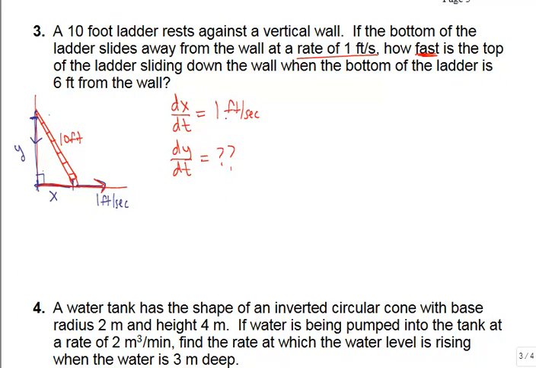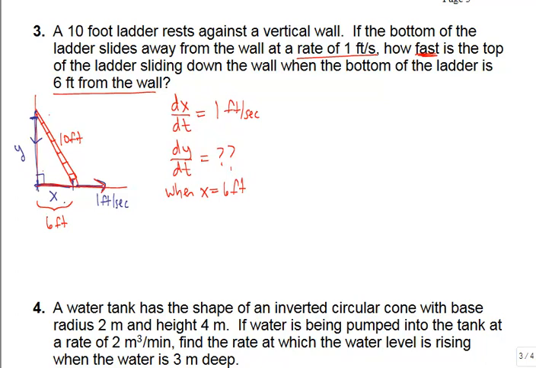And we want to know that when the bottom of the ladder is 6 feet from the wall. So when this distance here is 6 feet, and that distance is our x. So we want to know all of this when x is 6 feet. Okay? So that's all of the initial information that we're given. Usually in these problems, you're given one or most of the derivatives, and you're trying to find the other derivative that's unknown. Okay? Now we have all the information.